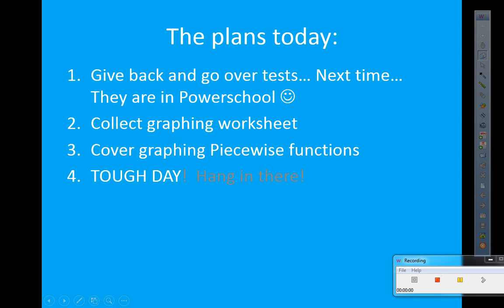Well, hello everybody. Here's what you missed the other day. This is section 2-6 over what's called piecewise functions.